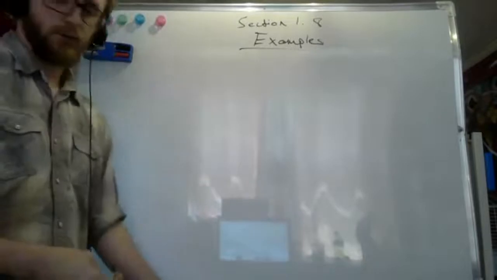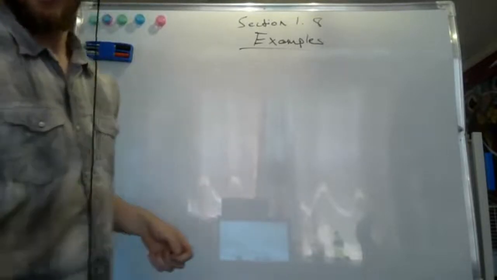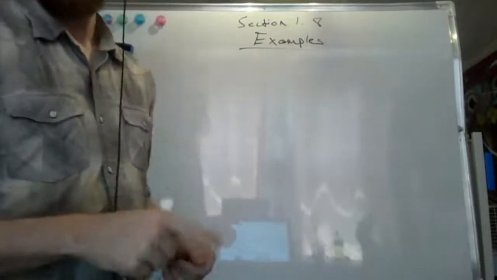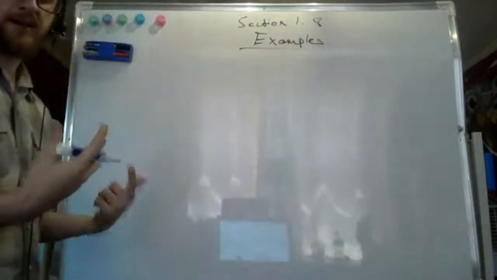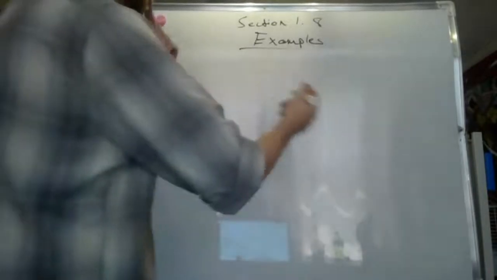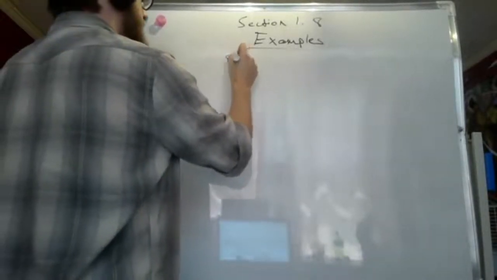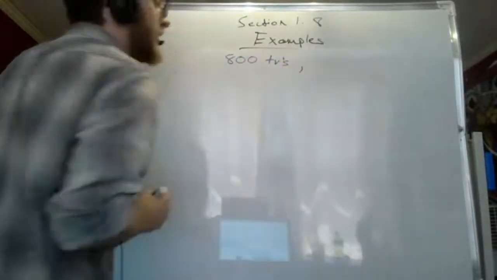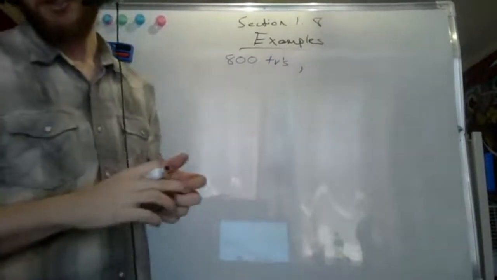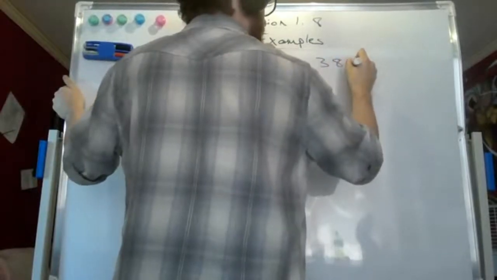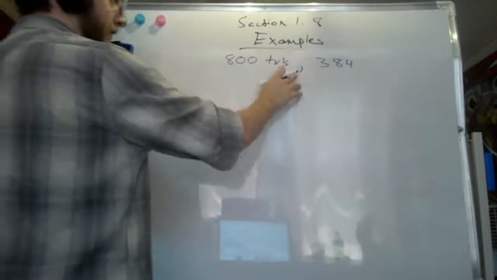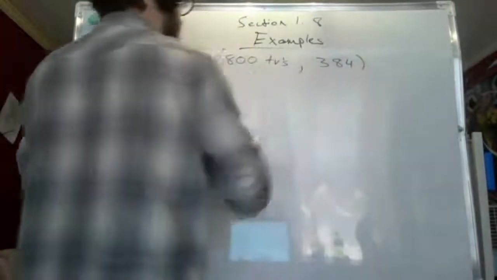So, this next one. A manufacturer of TVs can sell, so they're telling us something about what they can sell. They can sell 800 sets of TVs. So that's 800 TVs at $384. Now, I've put this comma here because this is going to be significant for us as we think about this problem.